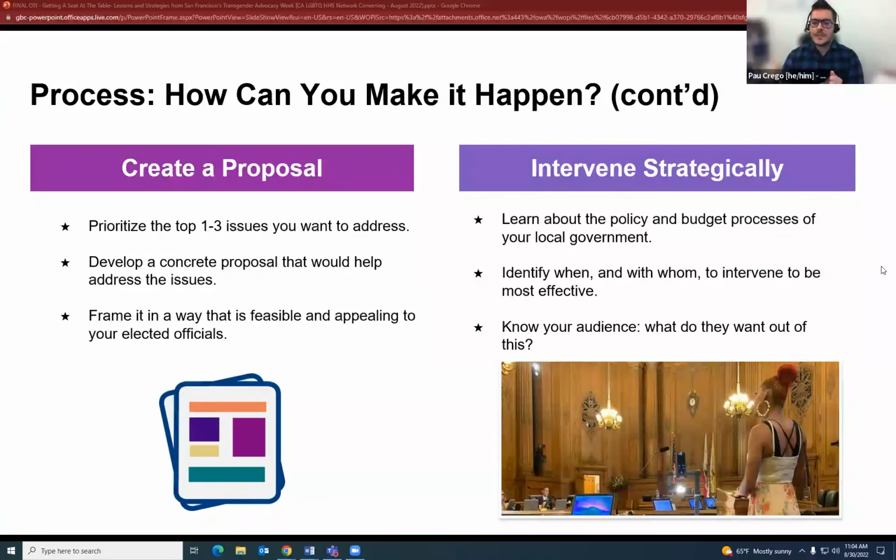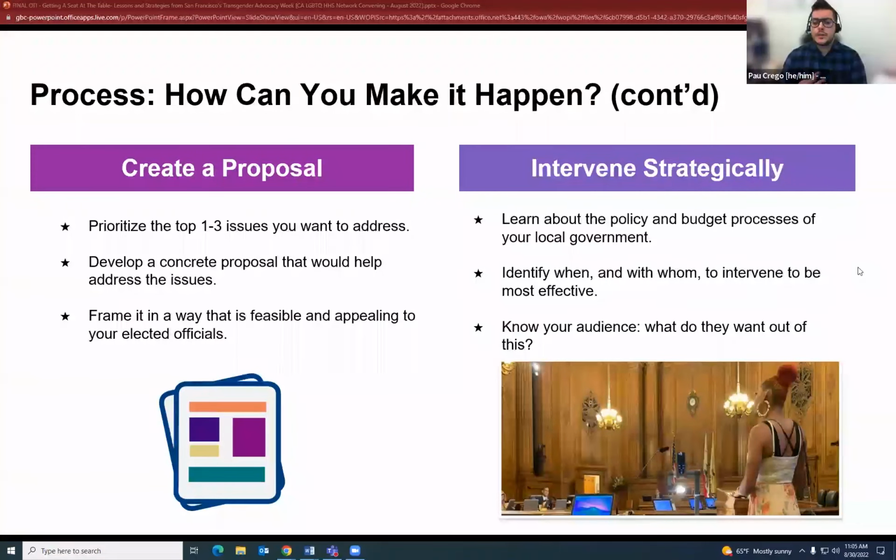The fourth step is intervening strategically. So it's really important to learn about the policy and budget processes of your local government and identify when and with whom it makes sense to intervene to be most effective. So we'll talk a little bit soon about what that looked like for us, but basically really making sure that you know what is their power, when they have power, because they might not have the same power throughout the entire year, especially as it relates to budget.